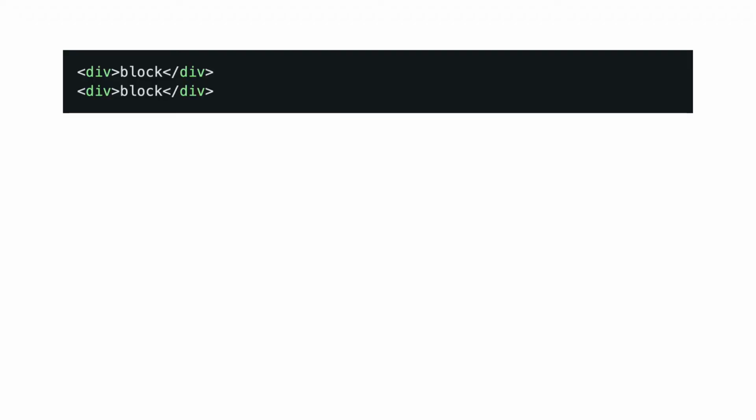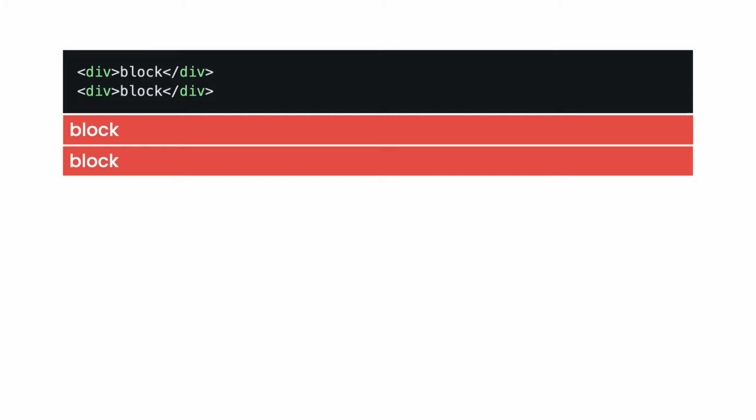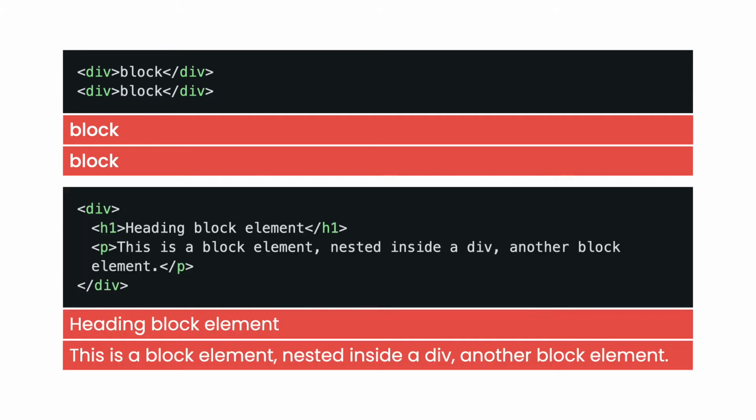When block level elements are displayed in the browser, they always start on a new line. So, when formatting the HTML, block elements are usually written on their own line and indented when they're nested. As your code gets more detailed, formatting will help you stay organized and make your code easier to read.